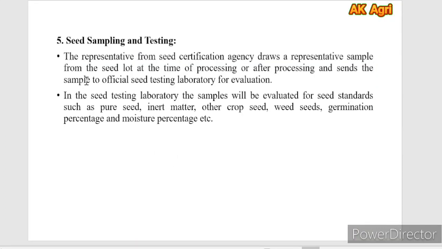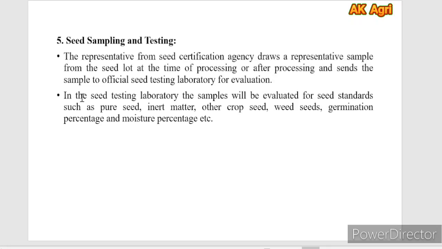Then the fifth stage is seed sampling and testing. The representative from the seed certification agency will be drawing a representative sample from the seed lot at the time of processing or after the processing, and he will send that sample taken from the processing unit to the seed testing laboratory for further evaluation.